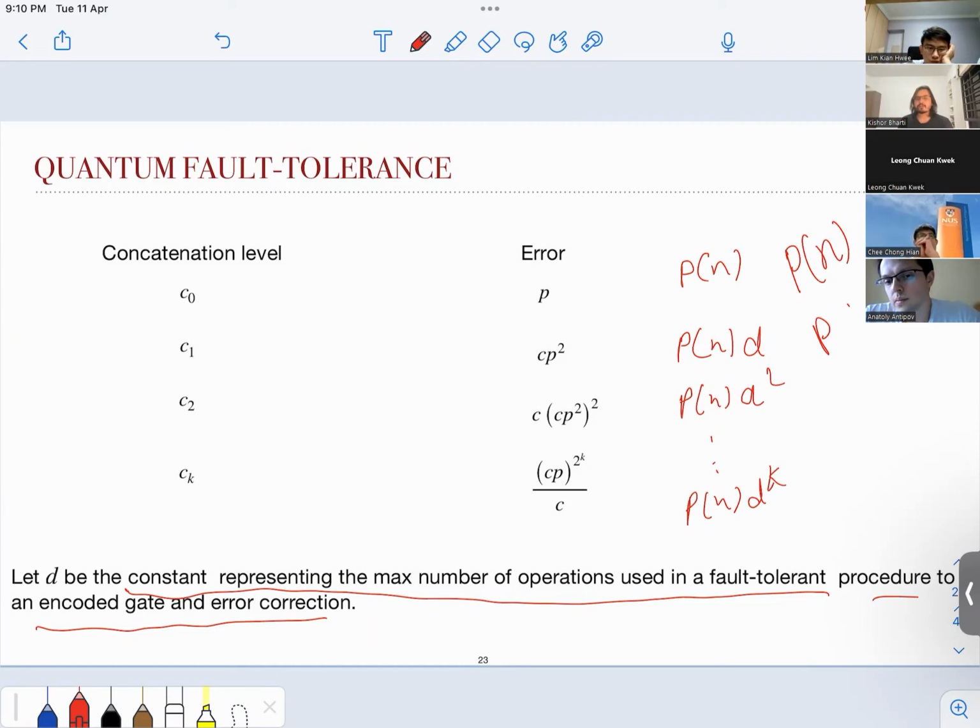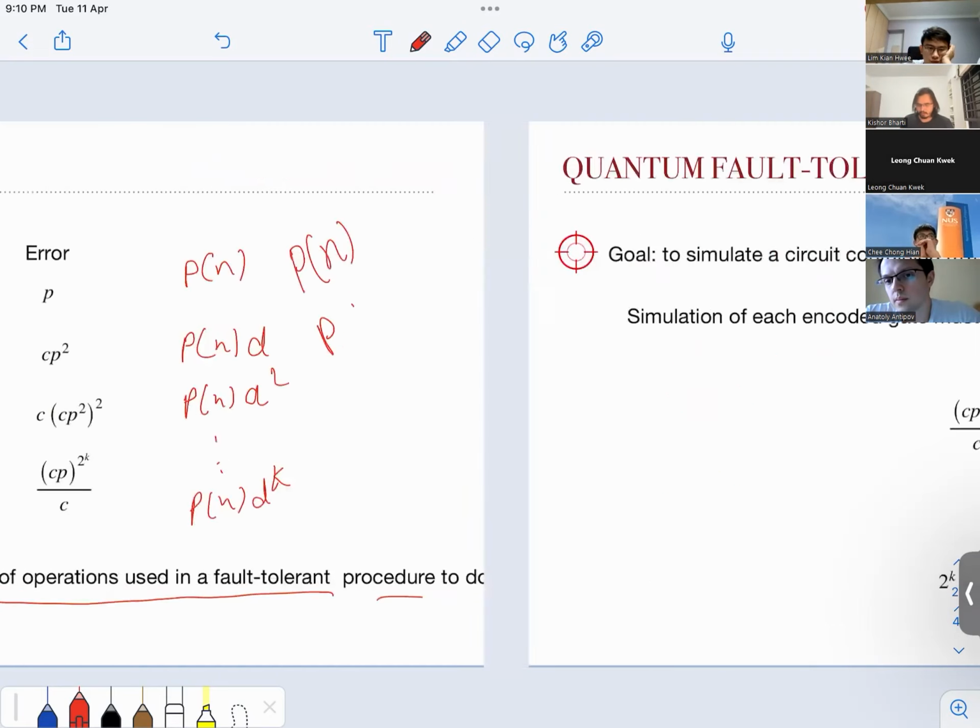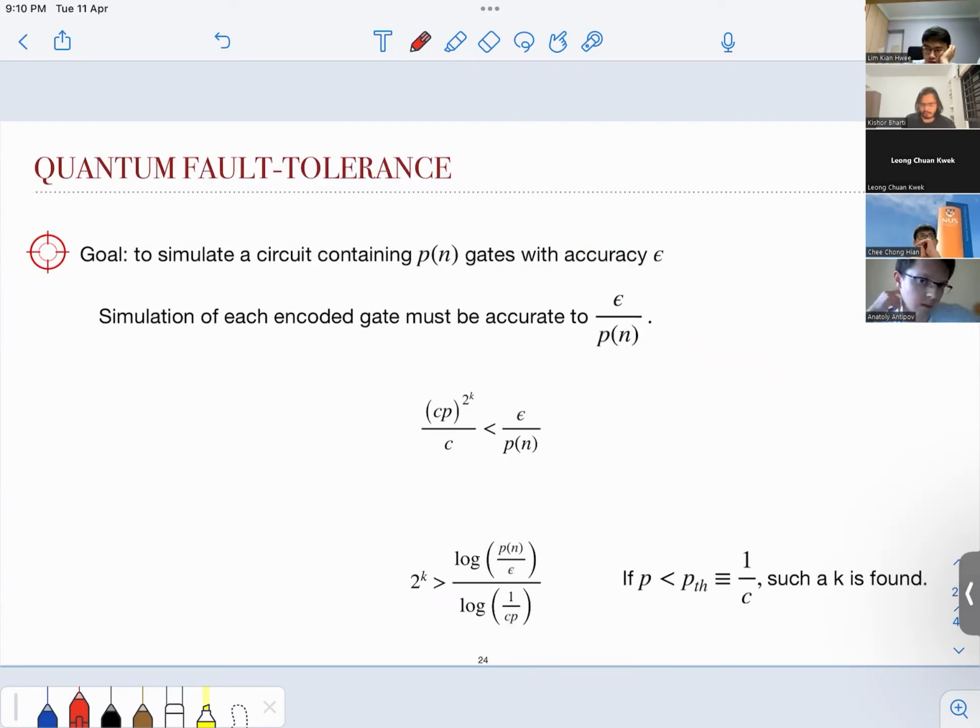Exponentially. But then there is this question. Let's say your goal is to simulate an original circuit with Pn many gates on n qubits, with accuracy epsilon. We know that if you want the final accuracy to be epsilon, then individual gates have to be epsilon by Pn. Because if you see the very first circuit that I showed you, every gate adds error, and because of that, only if each of them has error less than epsilon by Pn will the final accuracy be epsilon.